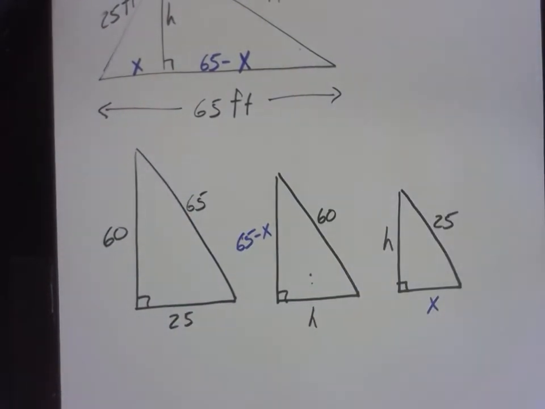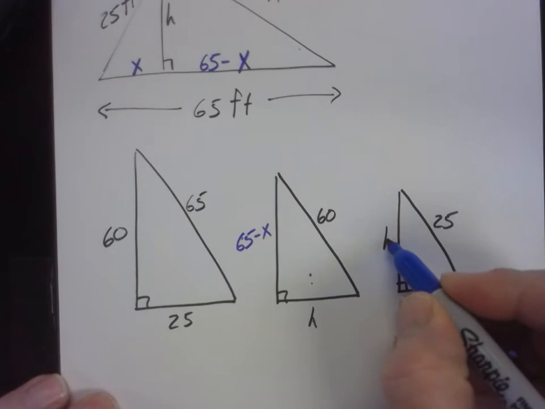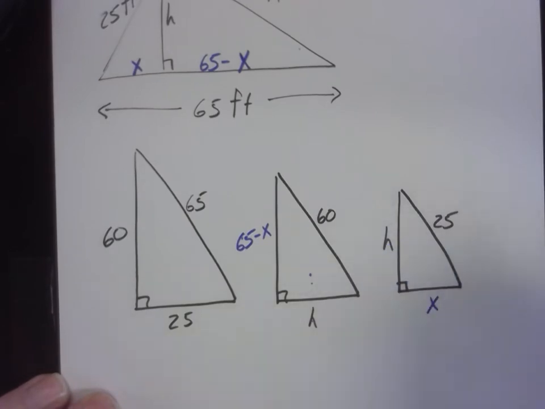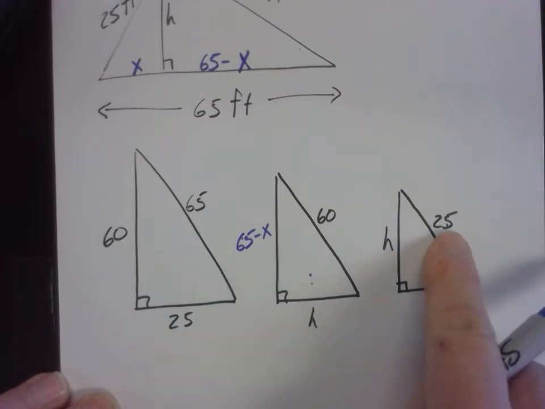And then, of course, this H and this H are going to be the same, aren't they? And then, if you know that H and you know that 25, can you find that X just using the Pythagorean theorem? Yeah, or we could say x over 25 equals 25 over 65.